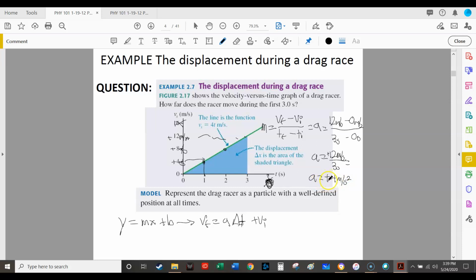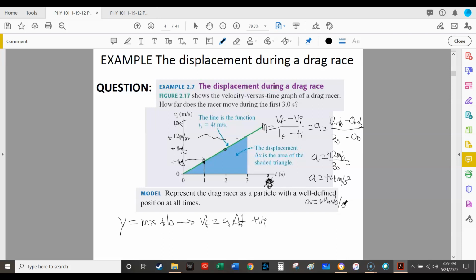Or what you could also say is velocity is changing by 4 meters per second for every second. I actually kind of like that better. It's better to say that the velocity is changing a positive 4 meters per second for every second. Okay, and we'll talk a little bit about acceleration here in the next section.